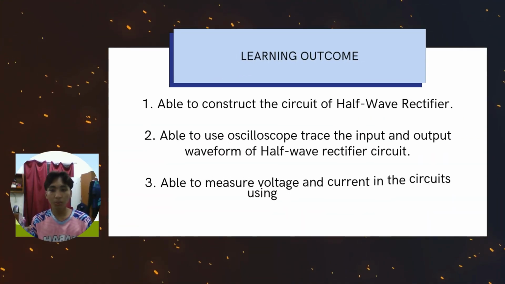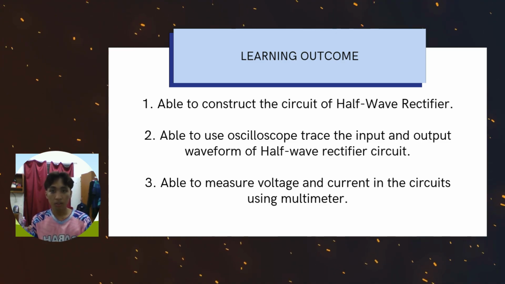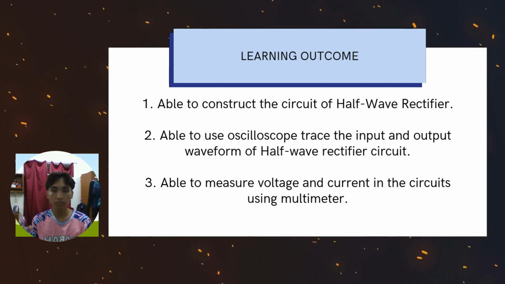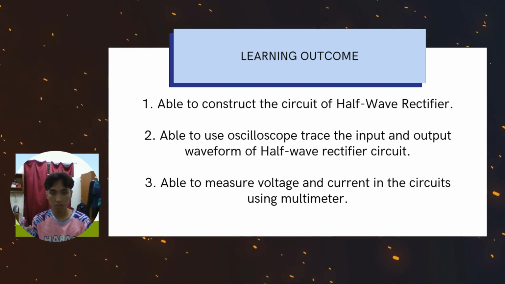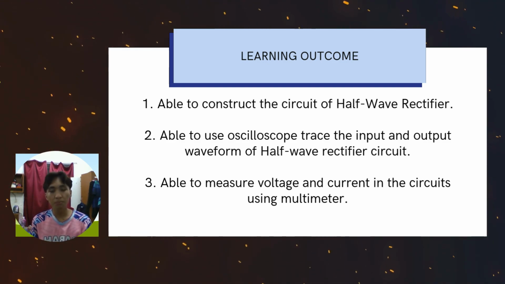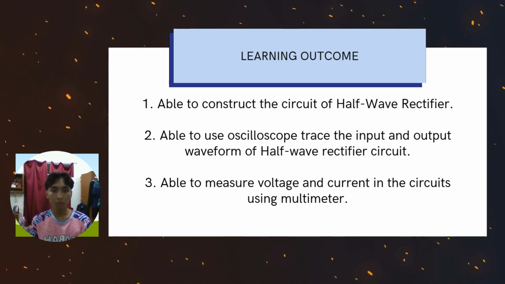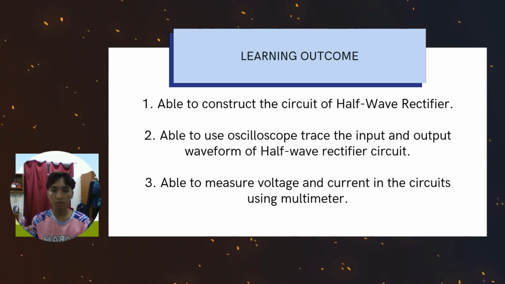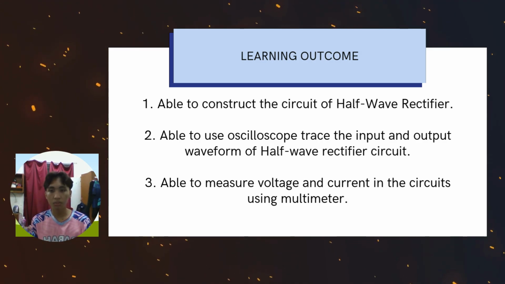Okay, so what we can learn from our discussion is that we were able to construct a circuit of a half wave rectifier. Next, we were able to learn how to use an oscilloscope to trace the input and output waveform of the half-wave rectifier circuit. And lastly, we were able to learn how to measure voltage and current in the circuit using a multimeter.